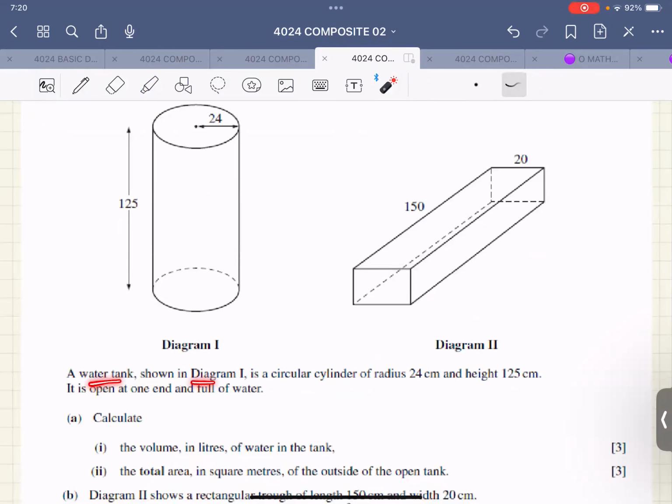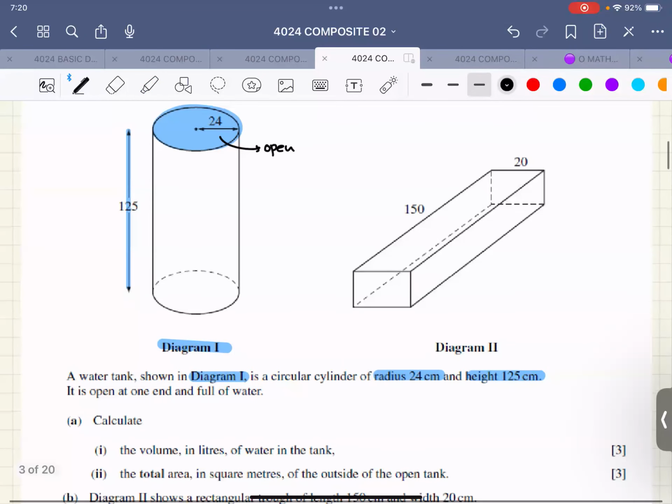The question says a water tank is shown in diagram 1. So this is a water tank that is shown in diagram 1. Let me just shade a few of the things that will be needed over here. It's a circular cylinder of radius 24 and height 125. It is open at one end. So this end, the blue end, is open.